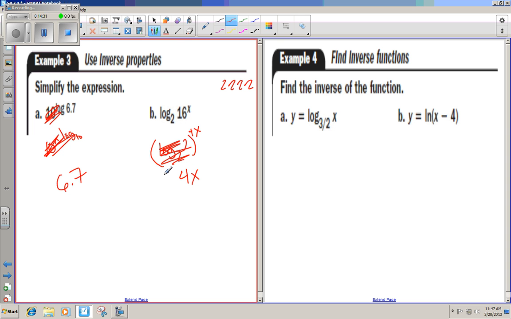That is the best way, not necessarily using the definition, but actually doing the inverse properties to help you solve those.